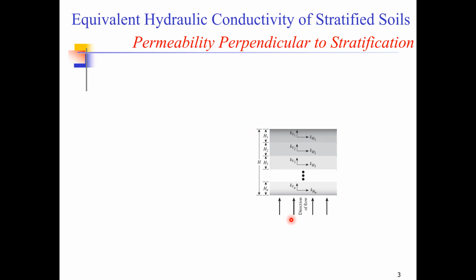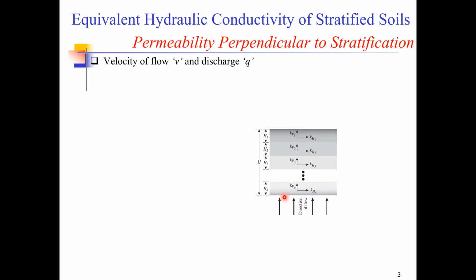Now, in such a case, let's first of all look at what will be the velocity of flow and discharge through each individual layer. Now, what do you think? Compare it with the previous case. In this case, what do you think? The velocity of flow through each layer and the discharge, would it be the same or would it be different?